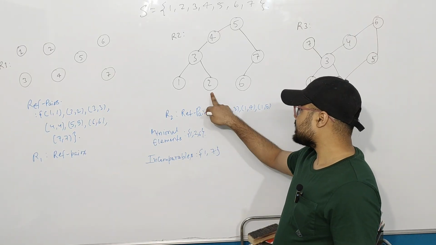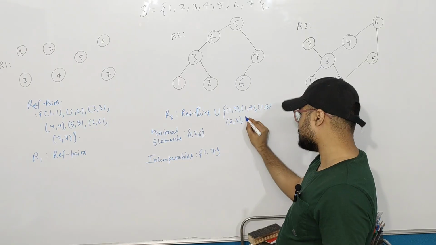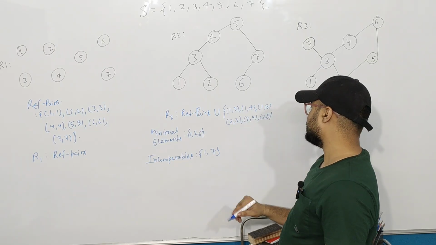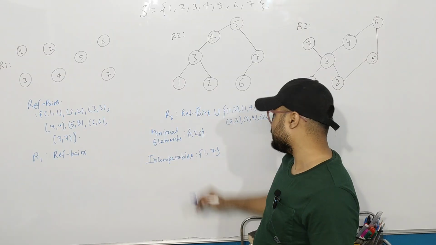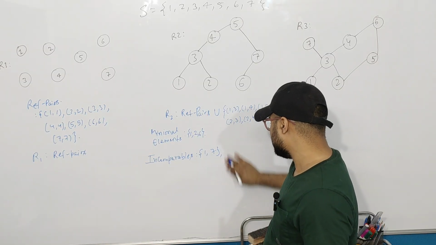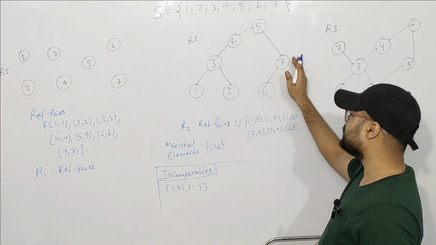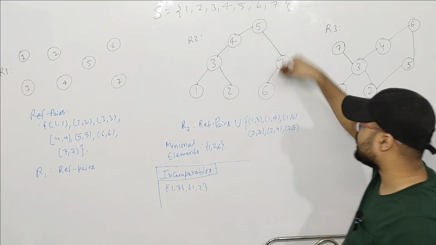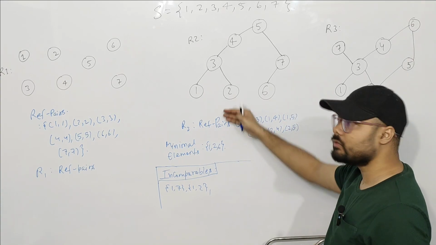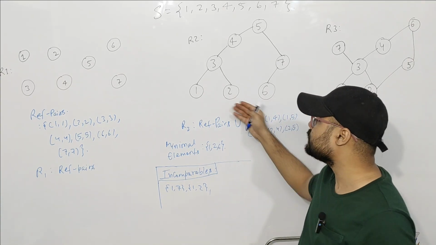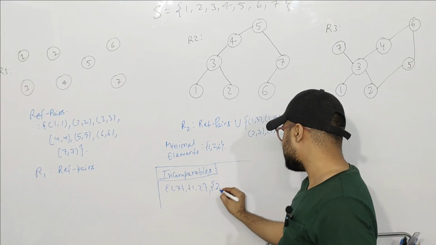Similarly, what is the second minimal element? 2 is the second minimal element. So 2 is related to 3, 2 is related to 4, 2 is related to 5. Any two minimal elements are incomparable. 1 and 2 are incomparable. 2 and 6: there is no upward path from 2 to 6, and none from 2 to 7. From 2 you can go to 5, but then you have to take a downward path. From 6 you cannot reach 2 through an upward path, and from 7 you cannot reach 2 either, since from 7 you go to 5 and then have to go down. So 2 and 6, 2 and 7 are incomparable.